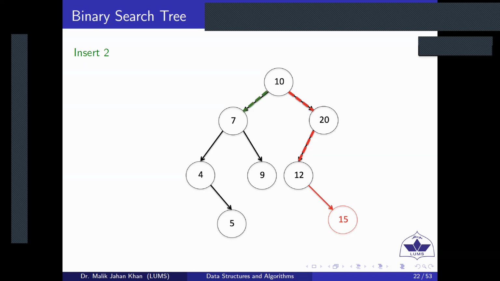On the left side of 10, we have 7. So we compare 2 and 7. 2 is smaller, so we go further left. That left side is 4. So we compare 2 and 4. 2 has to go on left of 4, and that space is available. So we just get 2 added over there on left of 4. So that's how the tree will look after doing these two insert operations.